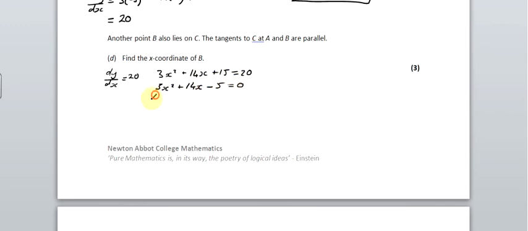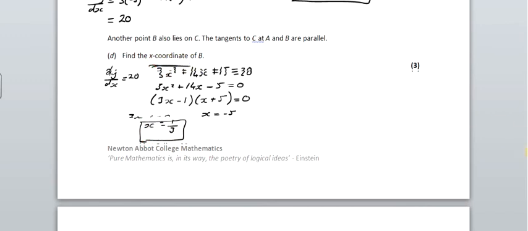And then we factorise it. So (3x minus 1)(x plus 5). And then we've got the one we already knew, which was x could be minus 5, but they told us that bit. So the other one here must be 3x minus 1 equals 0, which means that x is equal to 1 divided by 3. So that's the x coordinate we're asked to find.